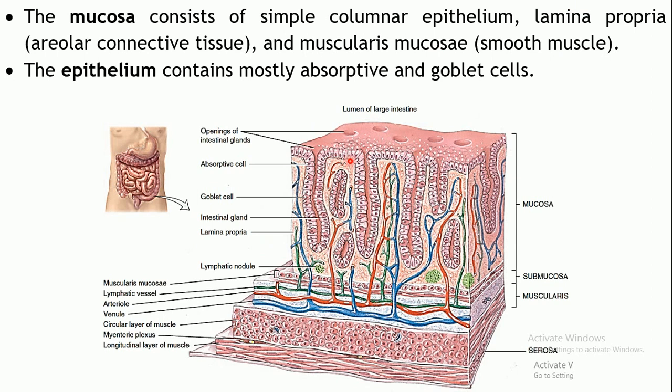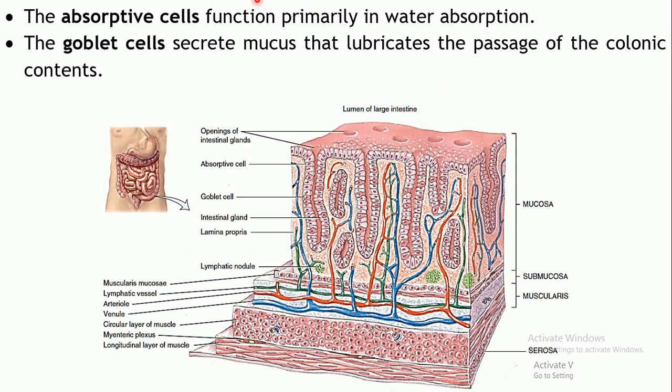Now coming to the epithelium. A single layer of columnar epithelial cells is present. These epithelial cells are of 2 types: absorptive and goblet cells. Now these absorptive cells, what is the main function? We have seen that this type of cell is present in the small intestine also, right? The main function here is absorption of water. And the goblet cells, what is the function? It is to secrete mucus, which helps in lubricating the contents passing into the colon.